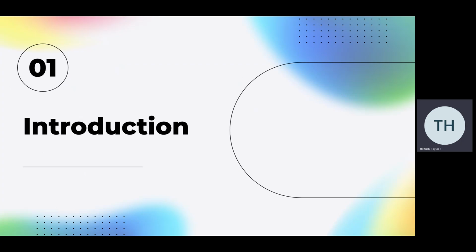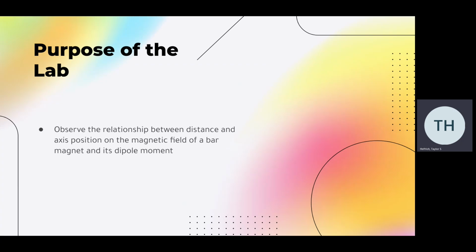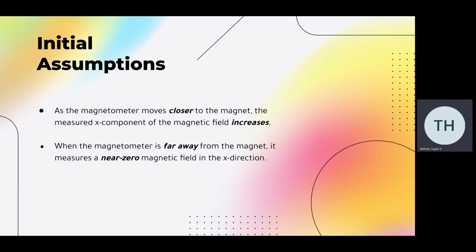First we'll move into the introduction, where the purpose of the lab is to observe the relationship between distance and axis position on the magnetic field of a bar magnet and dipole moment. Some initial assumptions are that as the magnetometer moves closer to the magnet, the x component of the field increases, whereas if it's far away from the magnet, we'll see a near zero magnetic field in the x direction.